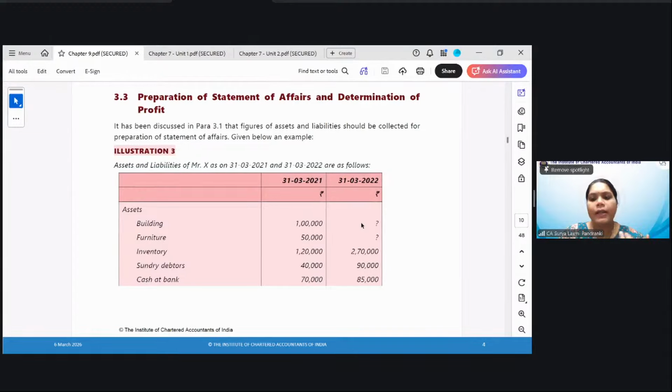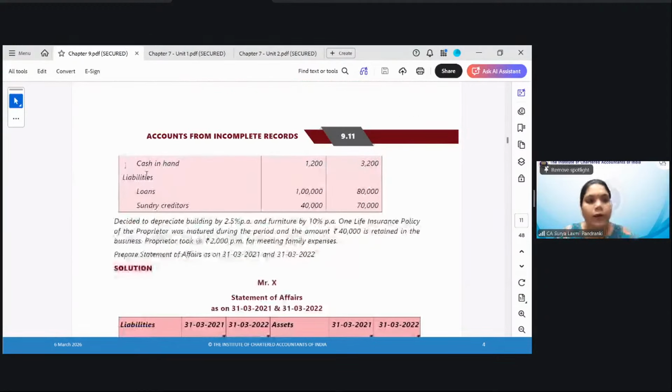So the opening and closing balances' difference of any asset is nothing but depreciation. So if depreciation percentages are there with you, can we calculate the closing balance? Yes, we can do that. So these two numbers we can fill. Inventory, debtors, and cash, we have opening and closing balance. Good. What else we have? Cash also we have opening and closing balance.